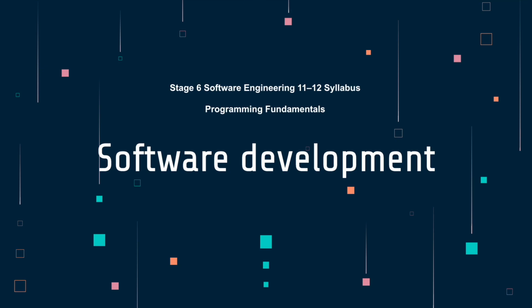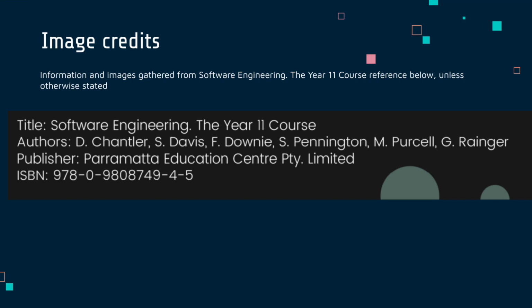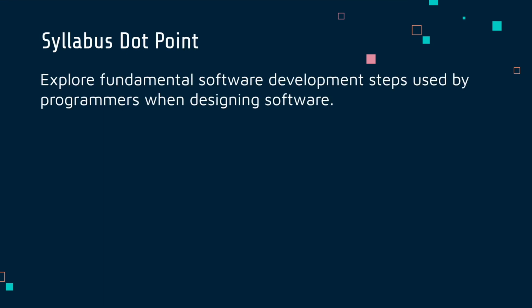This video tutorial is intended for students completing the Stage 6 Software Engineering syllabus, first unit of work Programming Fundamentals, and the very first syllabus dot point, Software Development. Information and images gathered in this presentation have been sourced from Software Engineering, the Year 11 course, unless otherwise stated.